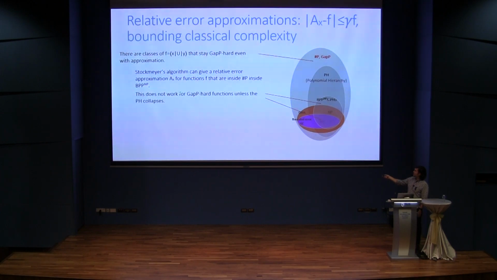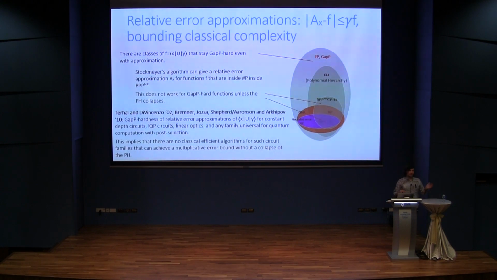Okay, so the reason for that is an algorithm from Larry Stockmeyer which showed that you can get a relative error approximation to any function in sharp P inside this complexity class BPP to the NP. And it turns out that this does not work for gap P unless the polynomial hierarchy collapses.